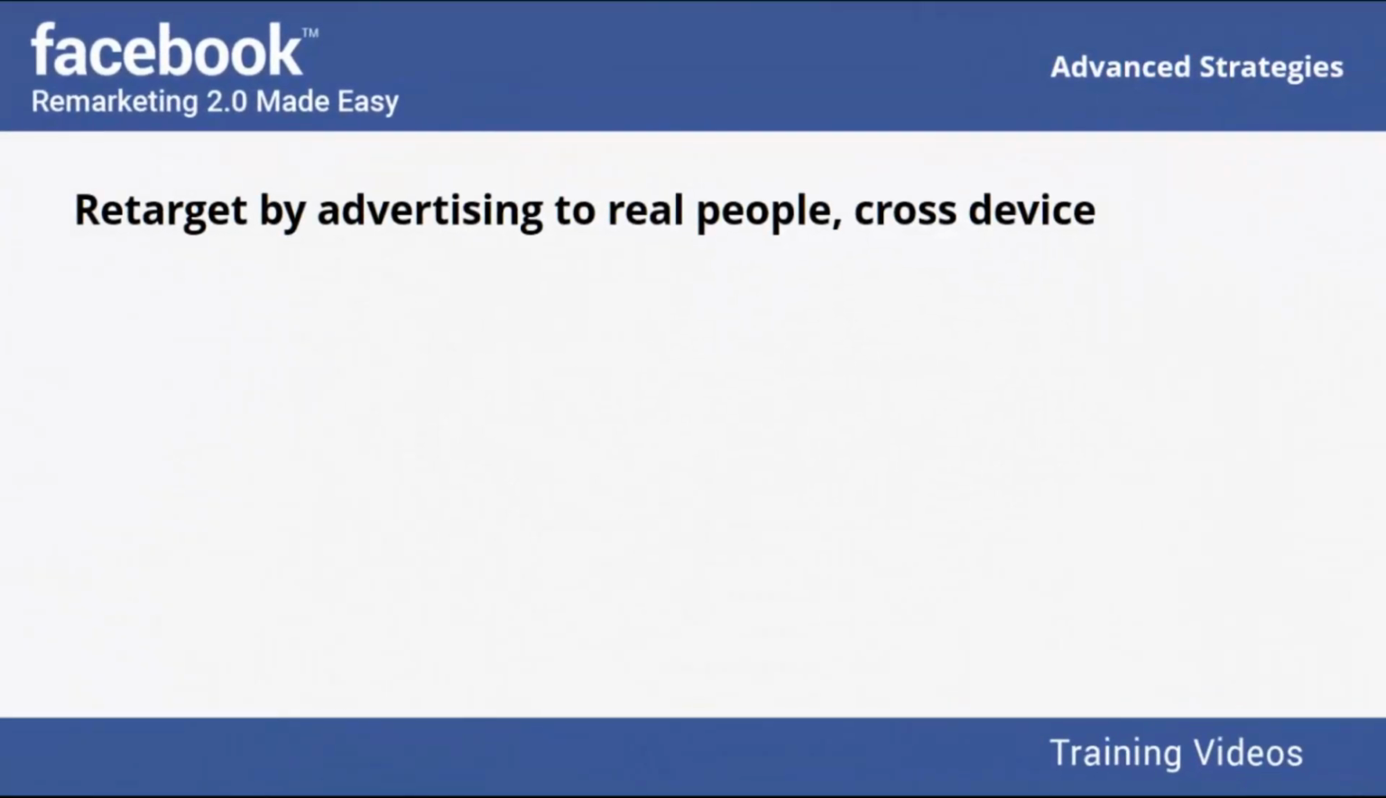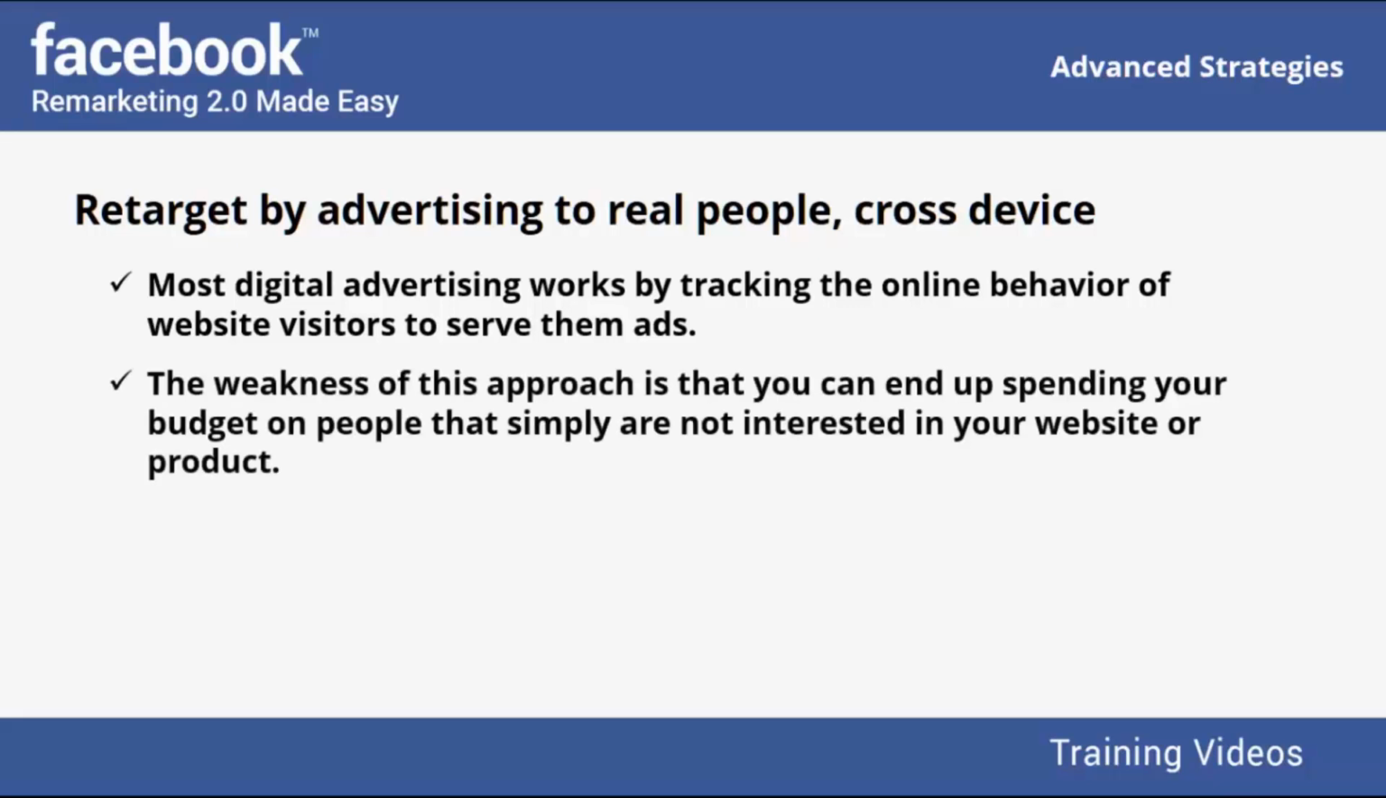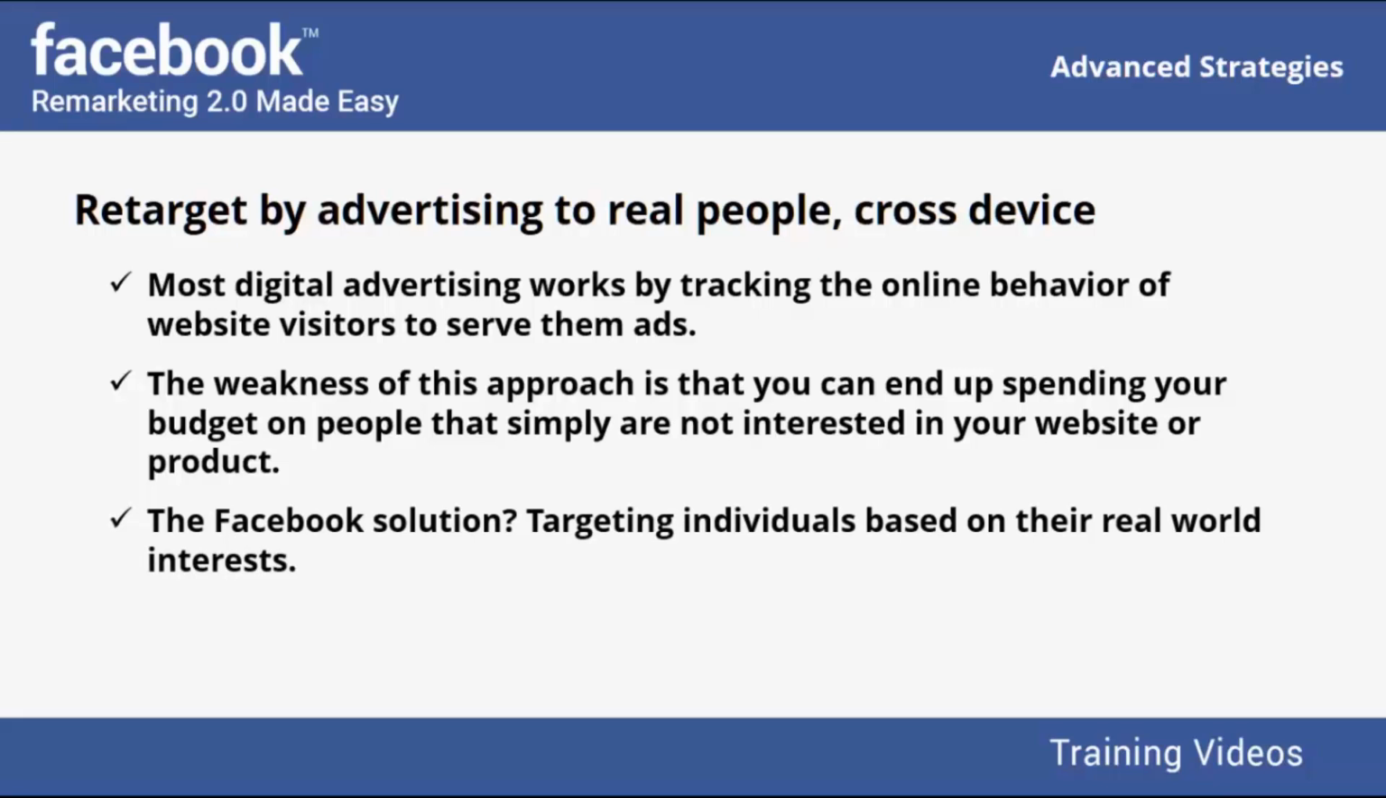Retarget by advertising to real people, cross-device. Most digital advertising works by tracking the online behavior of website visitors to serve them ads. The weakness of this approach is that you can end up spending your budget on people that simply are not interested in your website or product, just because they got there by accident or because they visited a similar site with similar products once. The Facebook solution? Targeting individuals based on their real-world interests.